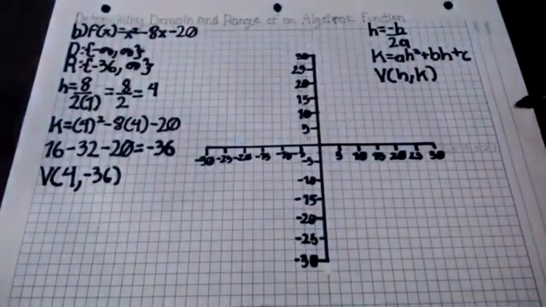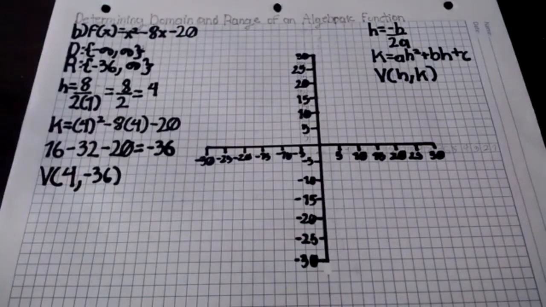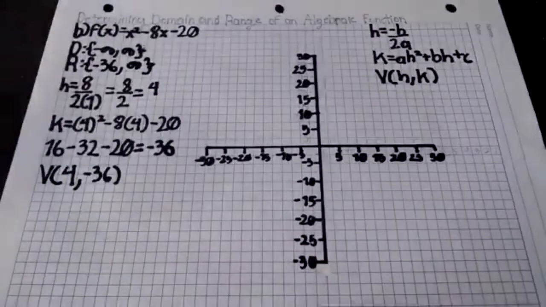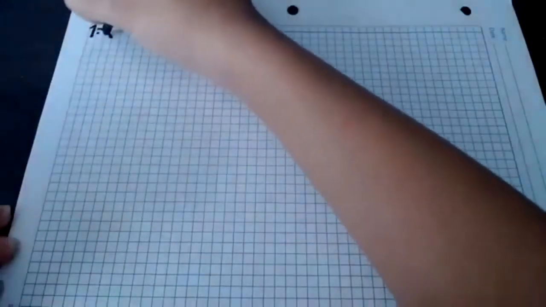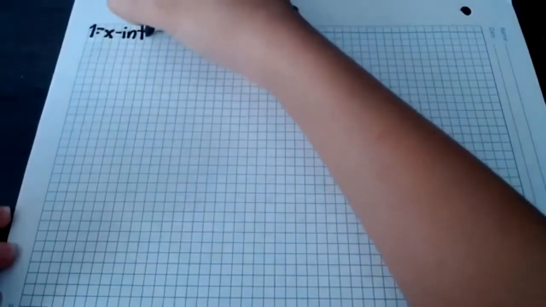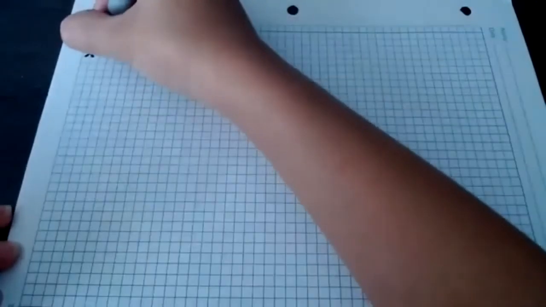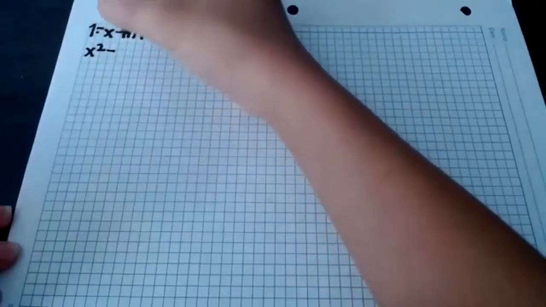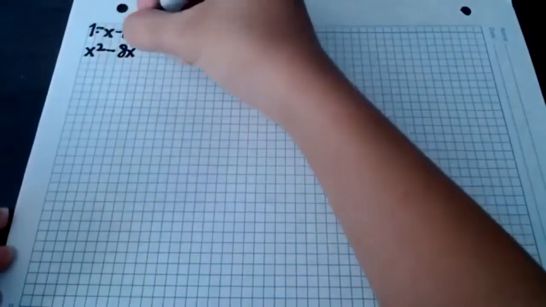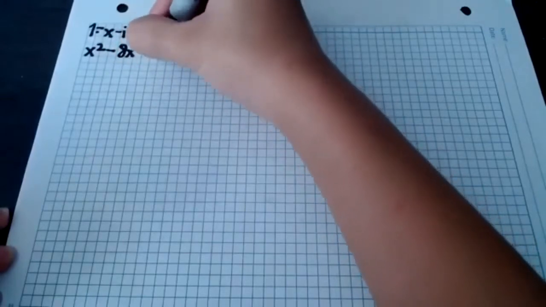Now we just need to find the x-intercept and the y-intercept. To do this, I'm going to use a different page. The first step is the x-intercept, and we set the main function to zero: x squared minus 8x minus 20.